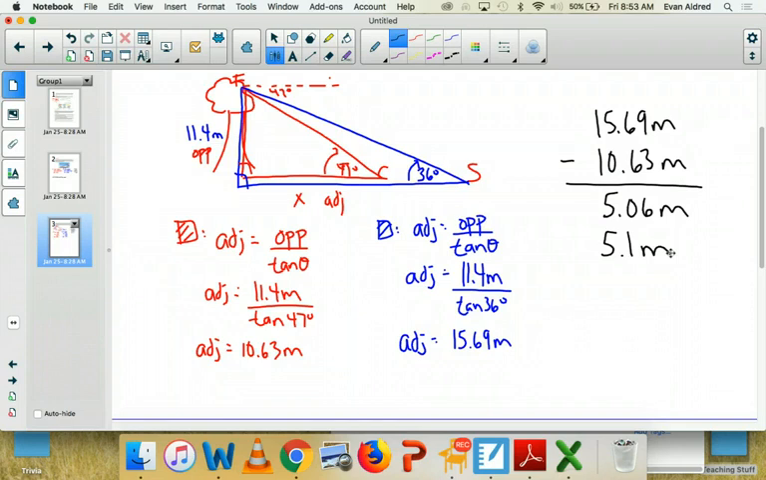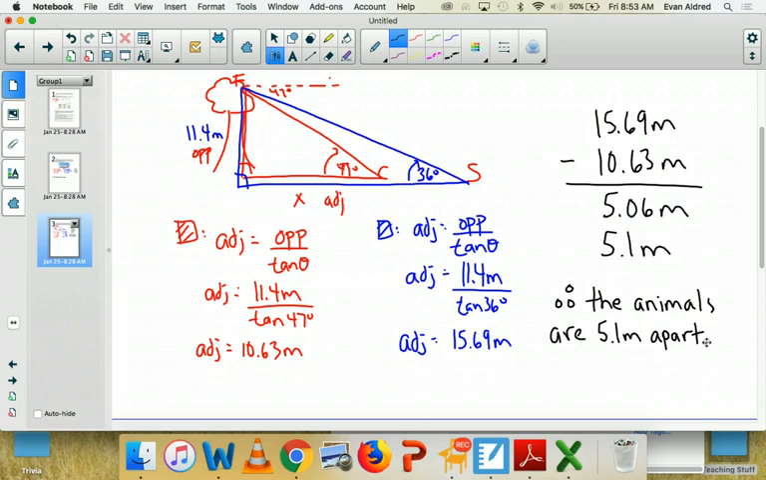And now it was a word problem, so we treat it as such by writing a concluding sentence. So we would say, therefore, the animals are 5.1 meters apart. Okay, and those are just a couple examples of multiple right triangle problems.